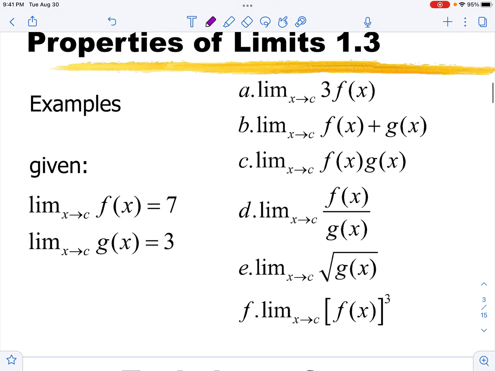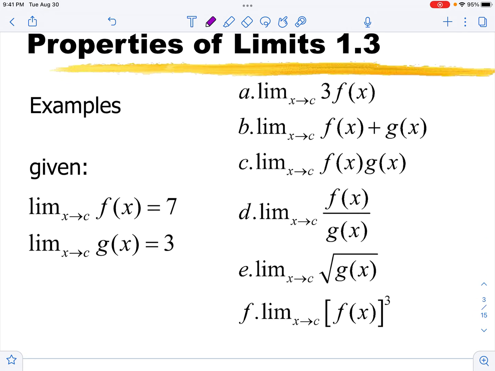So let's look at an example. What if I gave you that the limit as x goes to c of f of x is 7 and the limit as x goes to c of g of x is 3? If I evaluate these individually, for A, I have the limit as x goes to c of 3 times f of x. With that constant, you're going to pull it out front. I could rewrite this as 3 times the limit as x goes to c of f of x. We know what that limit is, so we take 3 times 7, which gives me a limit of 21.